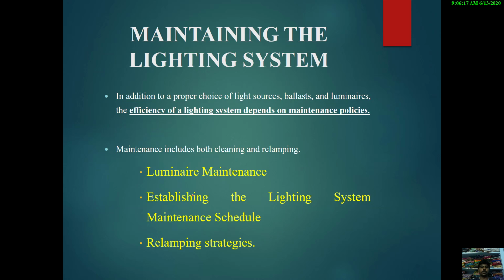And the next one is maintaining the lighting system. When we consider any equipment or any system or any vehicle, we have to do some maintenance. In addition to a proper choice of light sources, ballast and fixtures, the efficiency of a lighting system depends on the maintenance policy also. Maintenance includes cleaning, relamping, that is fixture maintenance, establishing the lighting system maintenance schedule, and the last one is relamping strategies. In that they have two types, that is spot relamping and group relamping.